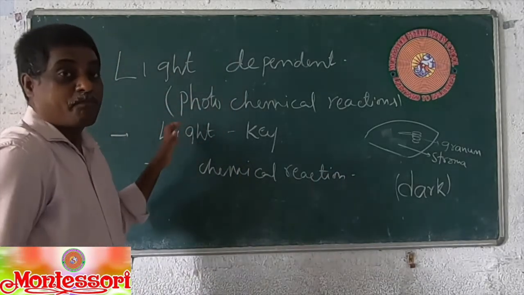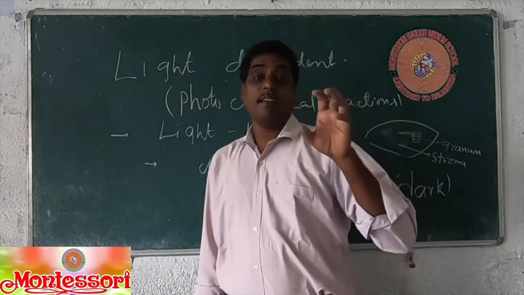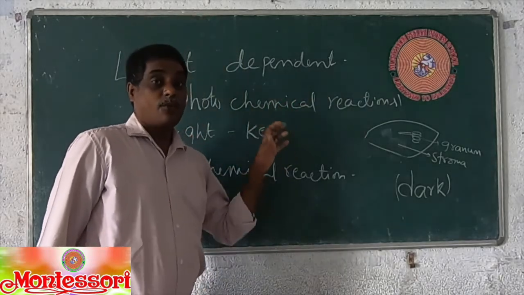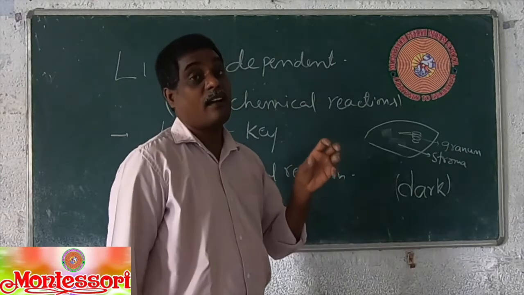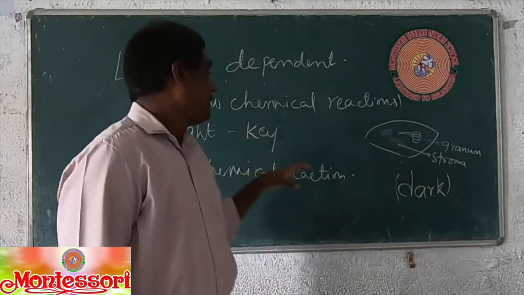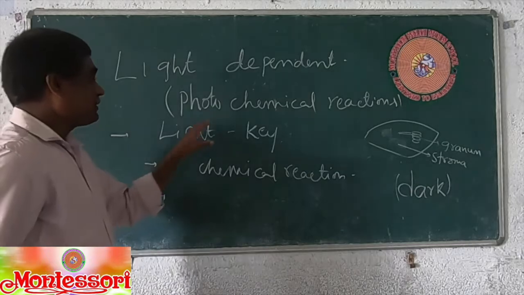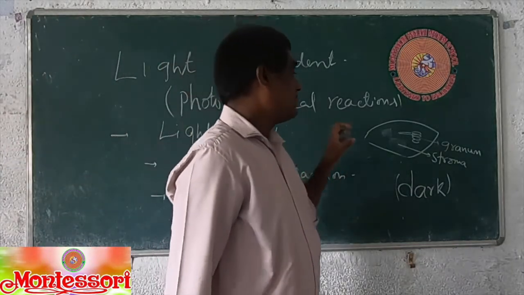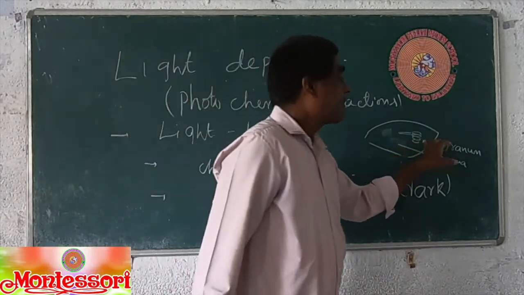First, light plays a key role in these reactions. Whenever light is absorbed by the leaf, a series of chemical reactions occurs very quickly. Next, the light reactions happen in the granum.